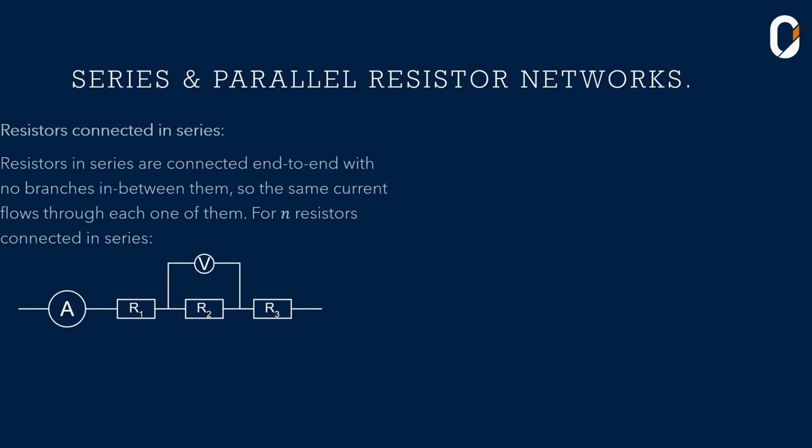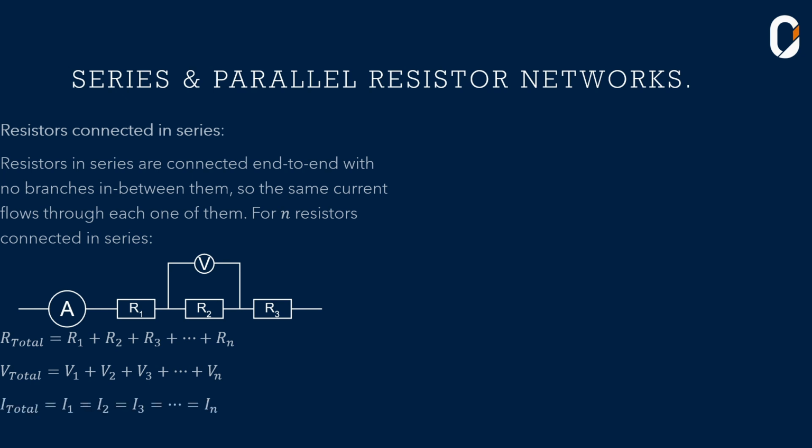And we know that for n resistors connected in series, R total is given by R1 plus R2 plus R3 up to Rn. We add the resistors together, and the total voltage is V1 plus V2 plus V3 up until Vn, and again we add the voltages together. And lastly, we know that the total current is equal to I1 is equal to I2 is equal to I3. That means the current passing through resistors in series is the same throughout. We don't add up anything, it's just the same. It's the total current in the cell.